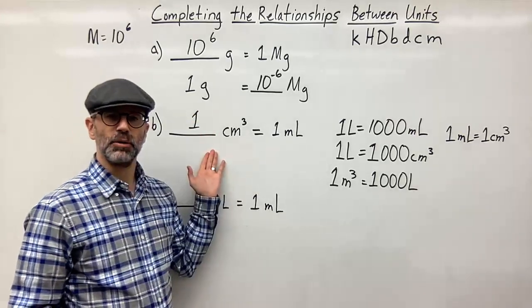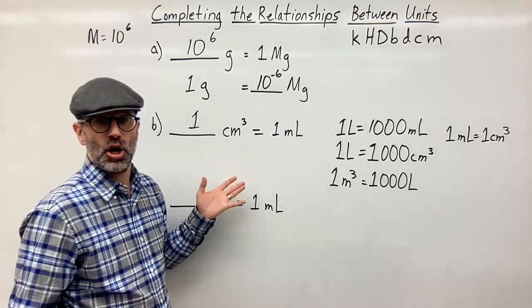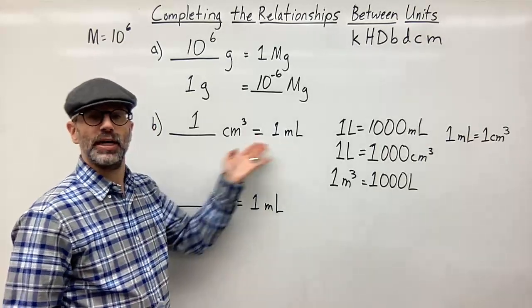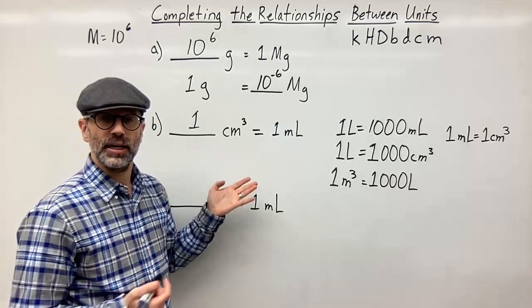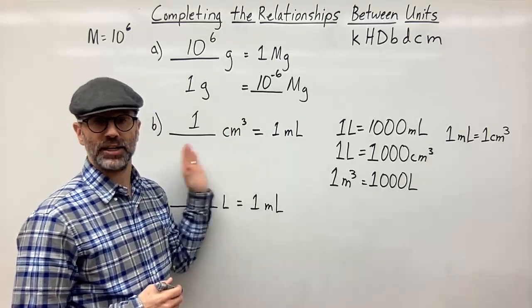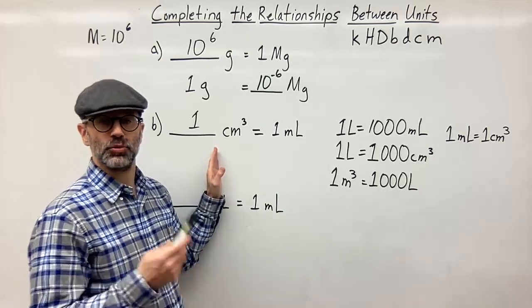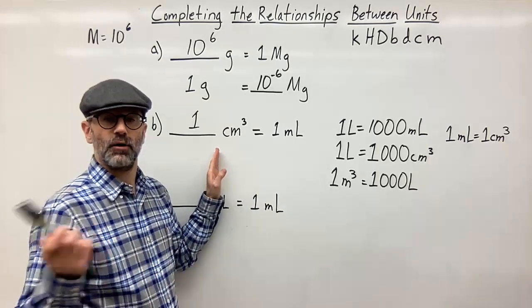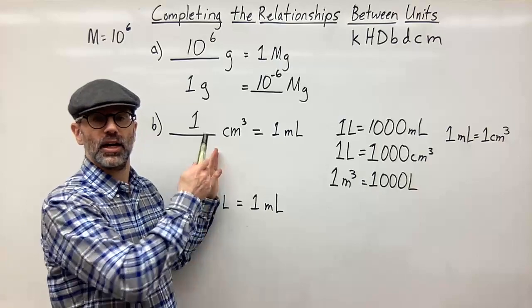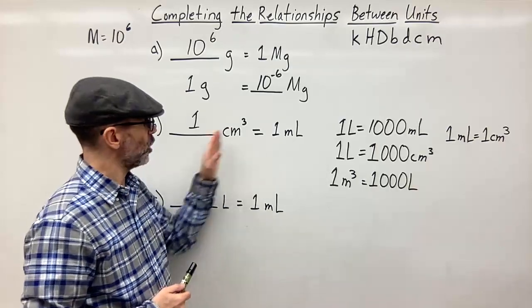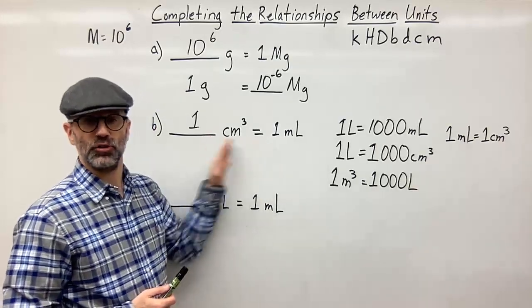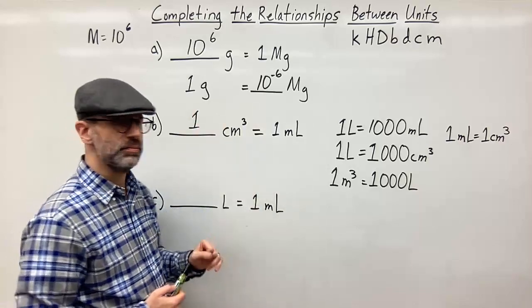But this is something I would memorize. I would just memorize and know that 1 milliliter is 1 centimeter cubed. It's a very useful conversion factor. It's a relationship that you can easily use to convert between units of volume and another unit of volume. So this is a good one to know. So I would have this memorized.